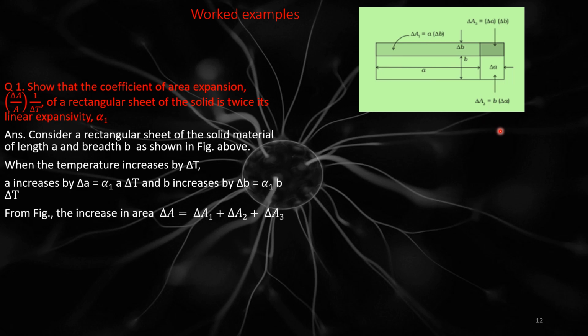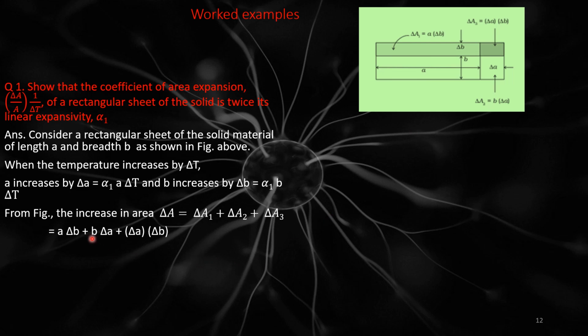From the figure, the increase in area delta A1 is this upper part plus delta A2 and delta A. So this is the expanded portion, the increase in the area. Therefore, adding A into delta B plus B into delta A, plus delta A into delta B. Please understand the figure. Draw it very neatly and clearly, and write the labeling. If you do it properly, you will understand everything.